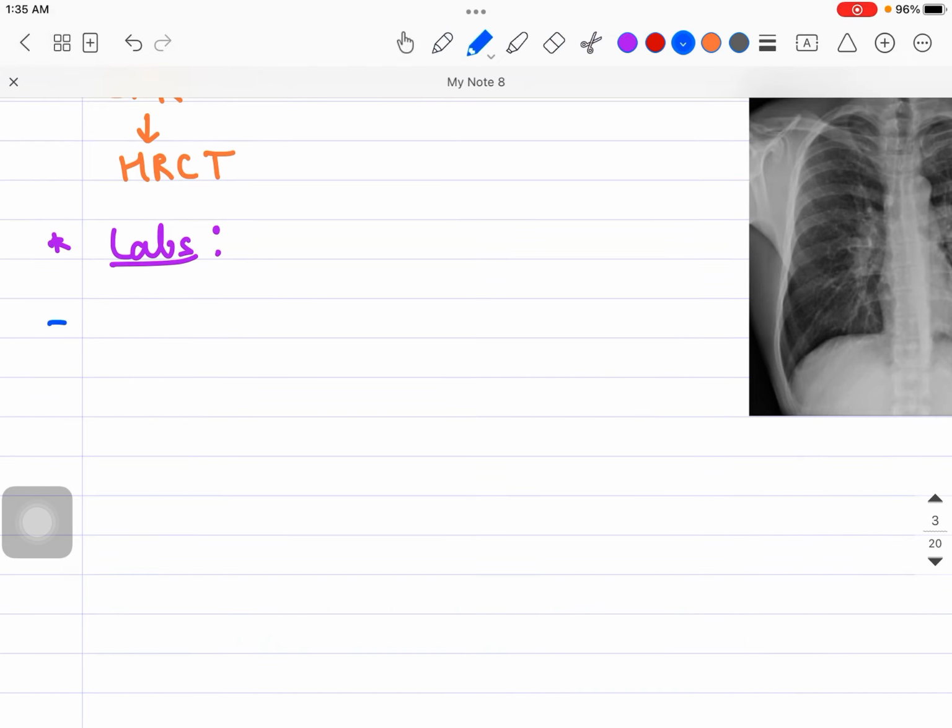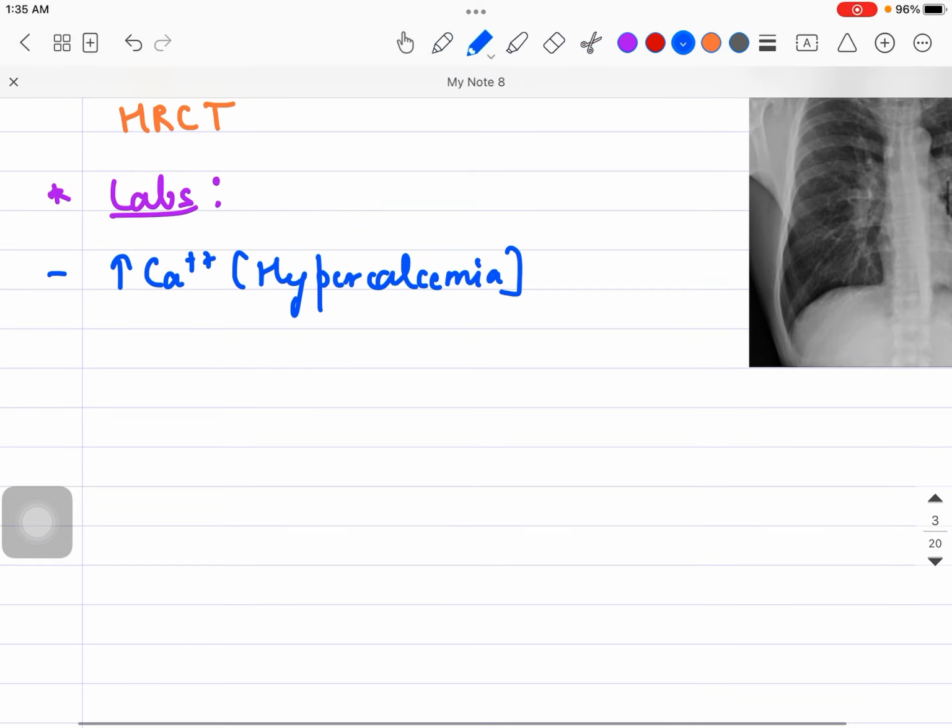In the labs, what we can see is hypercalcemia, guys. So increased level of calcium ions in the blood. Let me write hypercalcemia. I told you this earlier as well. Why this is happening, in the pathophysiology I have talked about, is due to the abnormal increased level of alpha-1 hydroxylase. Then ACE levels might be increasing. Why? Epithelial cells were increasing the levels of ACE, right? So that's why ACE levels can also be increasing.